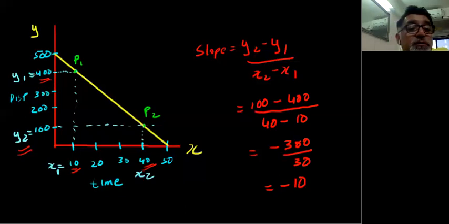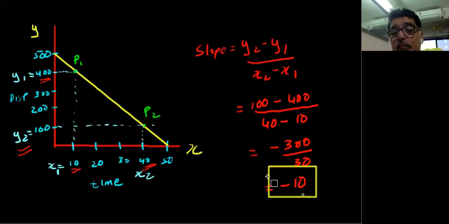So in this case, you see the slope of the line is a negative number. So the slope of a line can be positive and it can be negative.